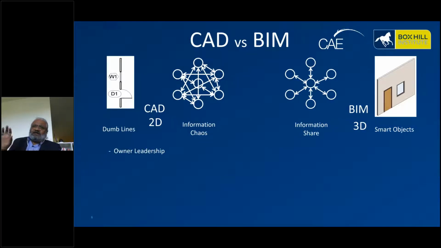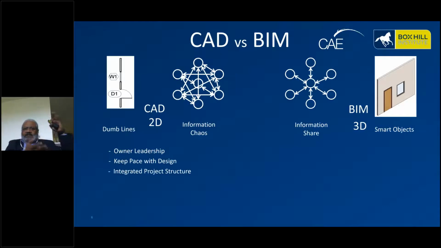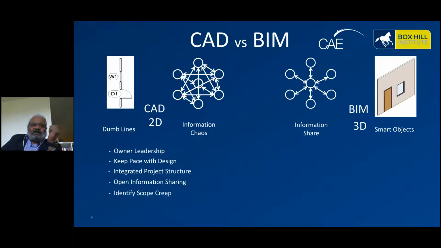But not only that, BIM helps the project to be owned by the leader. That means the owner will be able to take control of the project, and the design delivery will be, I mean, you won't be buying time to get back with your drawings and so on. So if you keep pace with the design, you get an integrated project delivery structure and open information sharing, and you are also able to identify the scope creep and you end up with a virtual model.